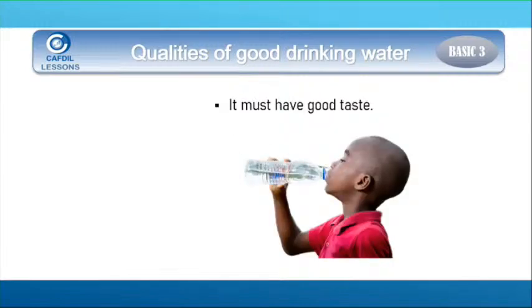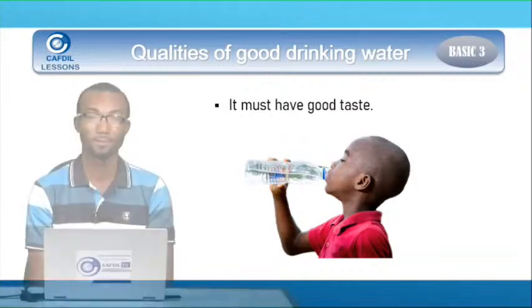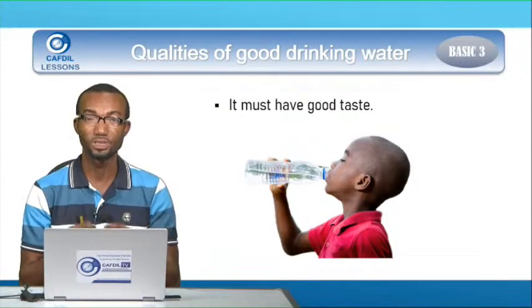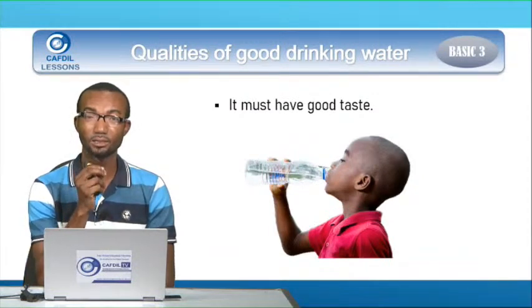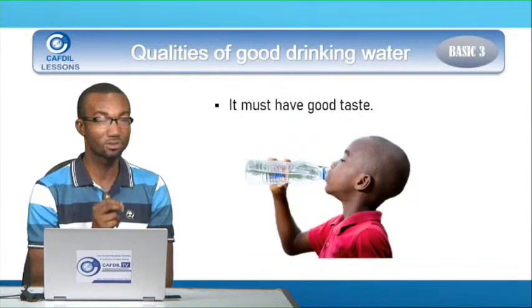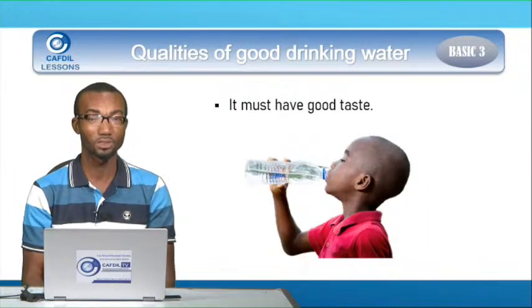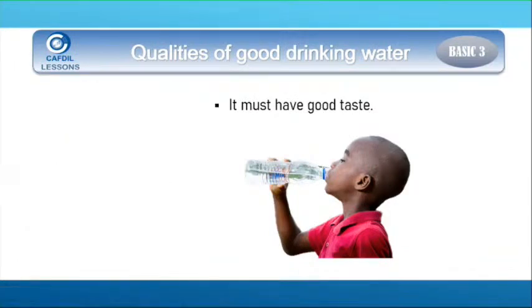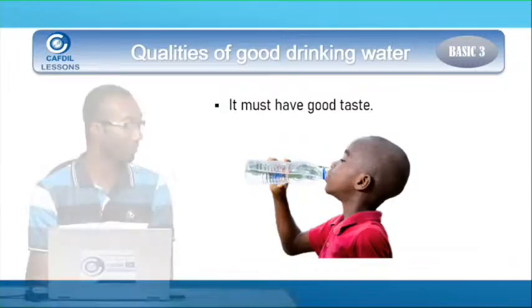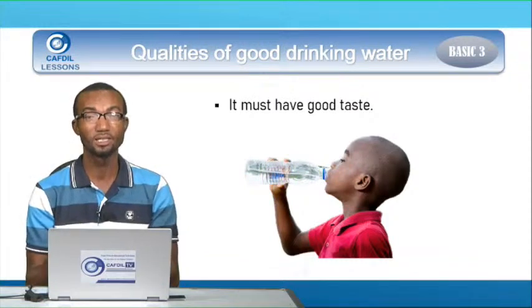The next one, it must have good taste. Sometimes you drink water and you feel that the taste is not as usual or what it should taste like. If you are taking in any water and you find any funny taste, make sure you don't take it. You might get diseases or fall sick when you drink that water. So make sure that any water that you drink has good taste.